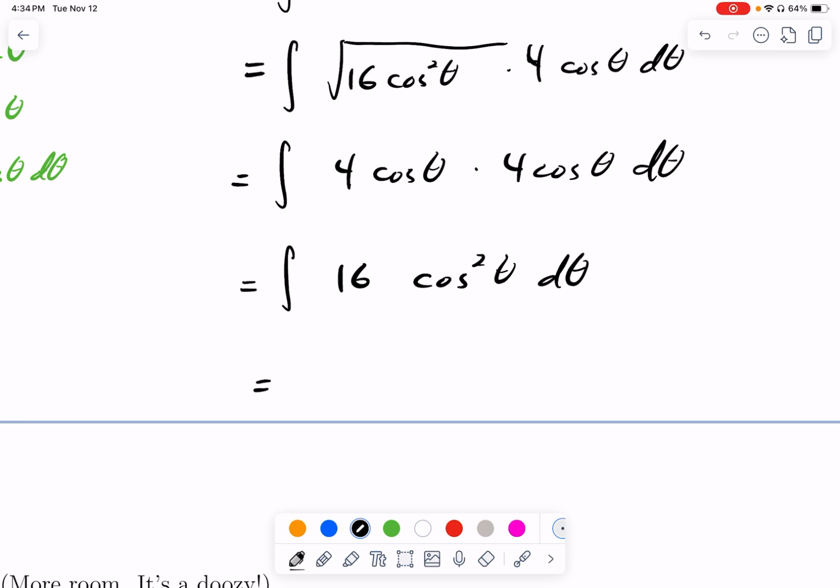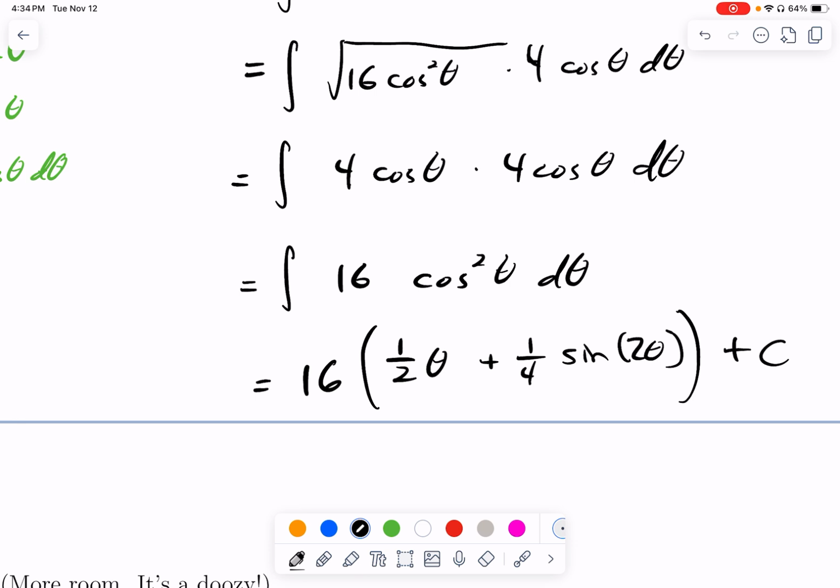So what we're going to get here as our antiderivative is 16 times, our antiderivative for that was 1/2 theta plus 1/4 of sine of 2 theta. And there's a plus c at the end. So when we work out all of that, it's 8 theta plus 4 sine 2 theta plus c.